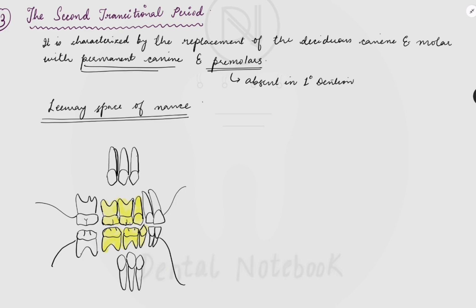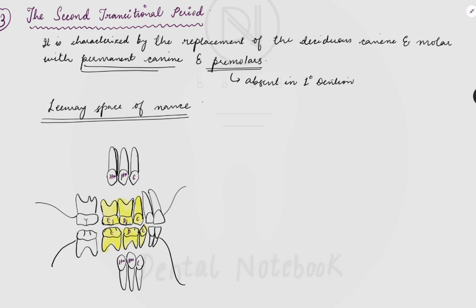Here you can see that these yellow teeth are your deciduous canine and deciduous molars, whereas the teeth present on the top are your permanent canine, your first permanent premolar, and your second permanent premolar. Over here also, this is your permanent mandibular canine, first premolar, and second premolar. This is your deciduous canine and this is your deciduous molar.